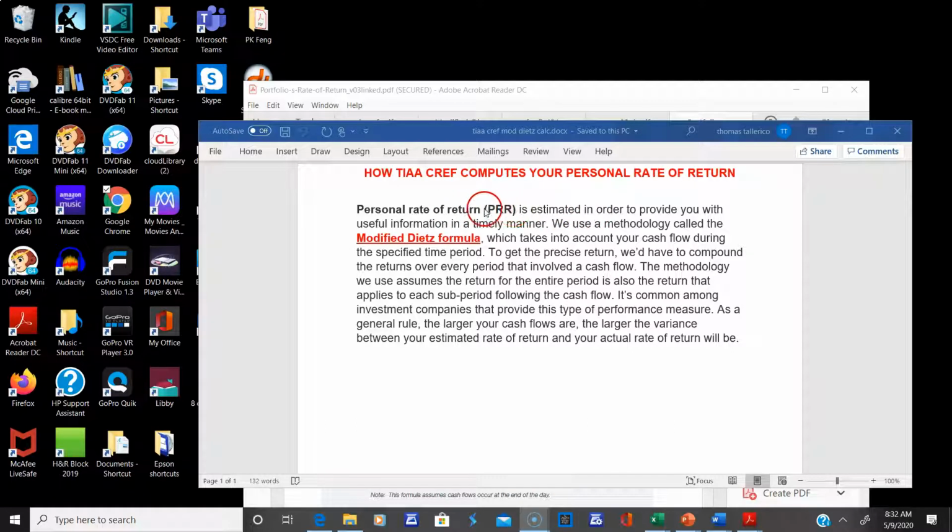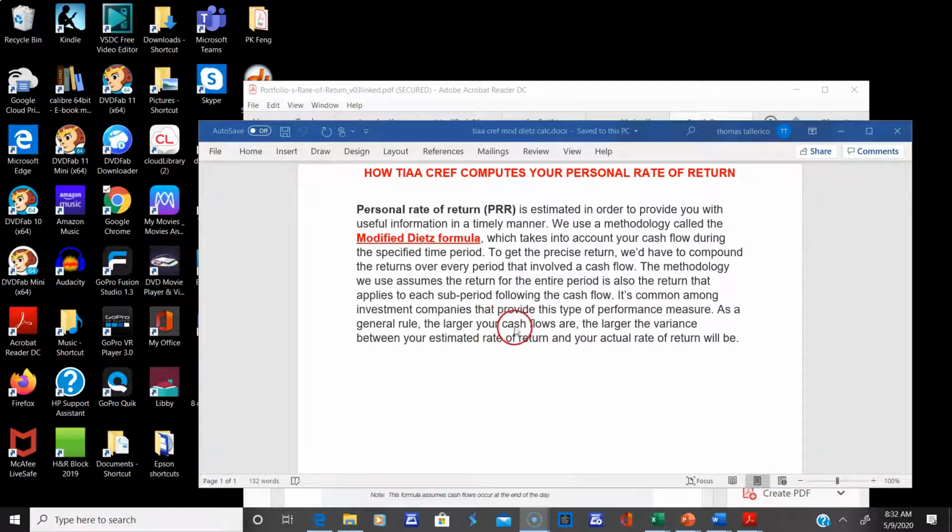So the personal rate of return, abbreviated PRR, is estimated in order to provide you with useful information in a timely manner. We use a methodology called the modified Dietz formula, which takes into account your cash flow during the specified time period. To get the precise return, we have to compound the returns over every period that involve the cash flow. The methodology we use assumes the return for the entire period is also the return that applies to each sub-period following the cash flow. It's common among investment companies that provide this type of performance measure.